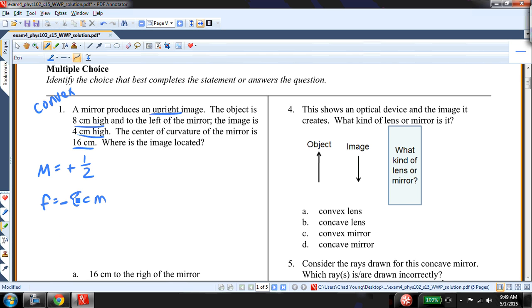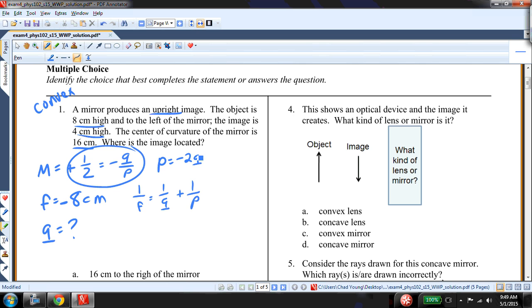And now I want to know, where is the image located? I want to know Q. All right, I know that M is equal to negative Q over P, and I know that 1 over F equals 1 over Q plus 1 over P. So what I want to do is solve this. I have 1/2 is equal to negative Q over P. I want to know Q, so I'm going to say here that P is equal to negative 2Q. I'm going to take this and plug it in here.